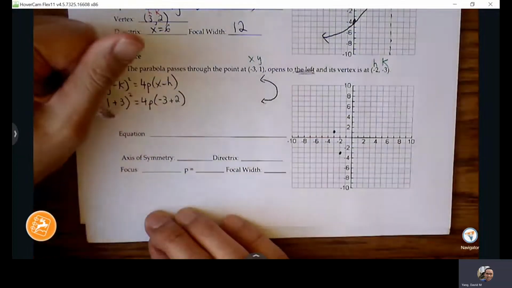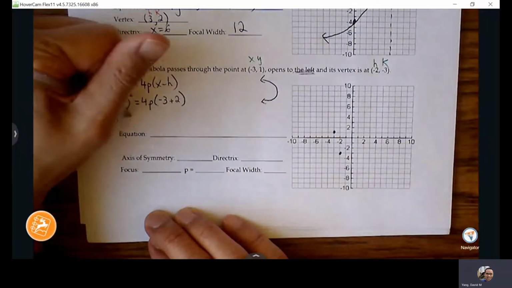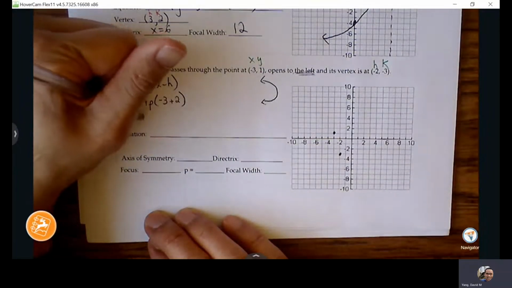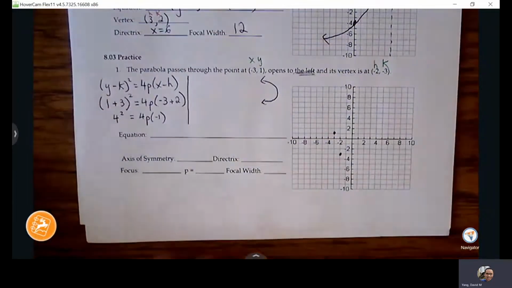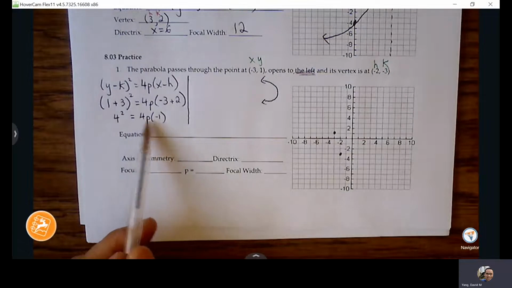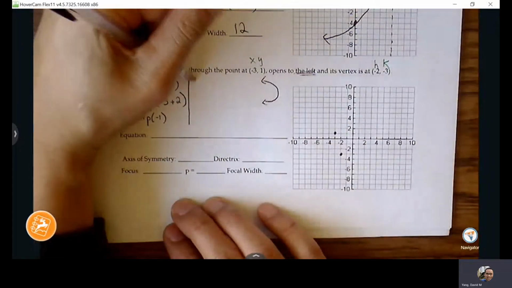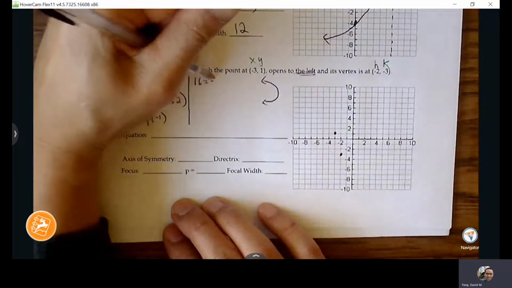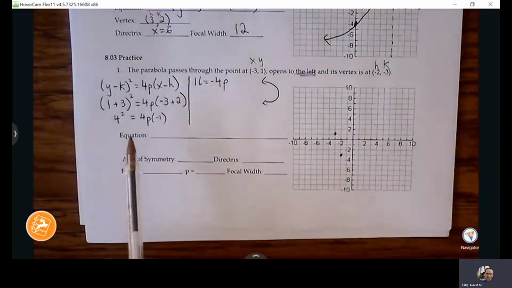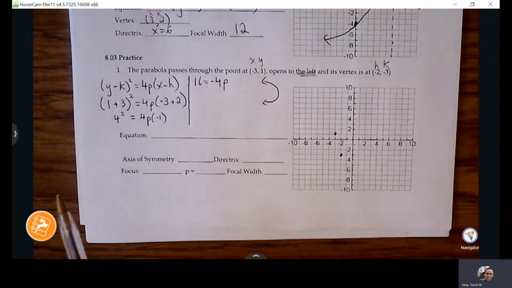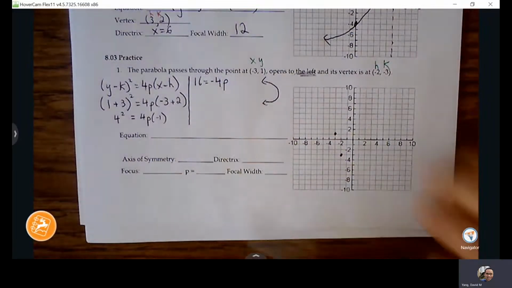1 + 3 is 4. 4 squared is 16. 4 times -1 is -4. I get 16 is equal to -4p. All right, so what can I do now to solve for p? Yeah, divide both sides by -4.